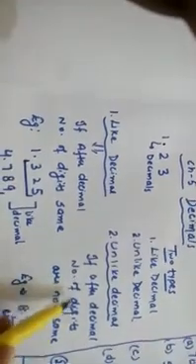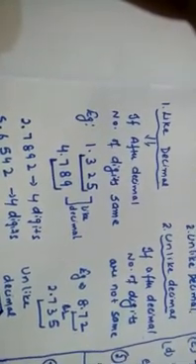If the number of digits after the decimal is not the same, for example here is written 8.72, means after the decimal 2 digits are there, 7 and 2. But here 2.735, after the decimal 3 digits are there, 1, 2, 3. So this is called unlike decimals. Clear to all?